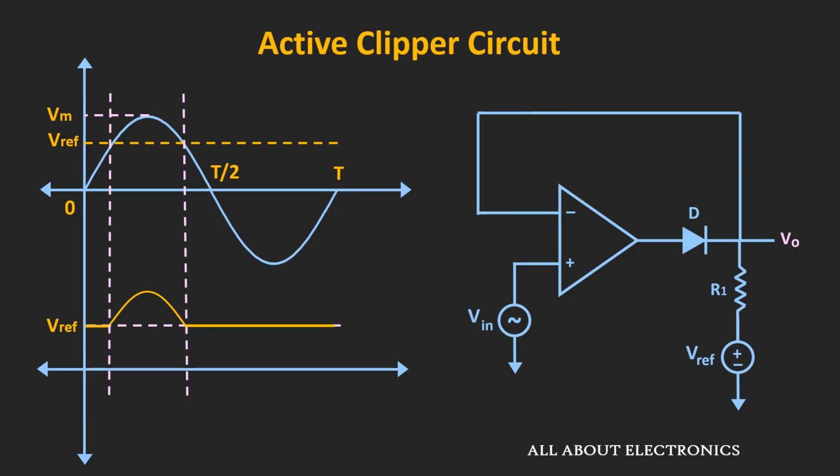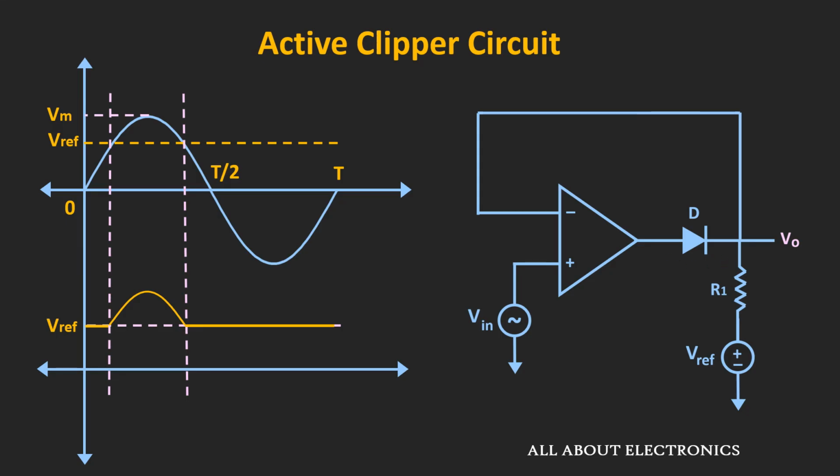So in general we can say that in this active clipper circuit, whenever the diode is connected in this fashion, then it clips the waveform which is less than the reference voltage. So in this way, by changing the direction of the diode and the polarity of the reference voltage, we can use this active clipper circuit as per our requirement. And more importantly, using this active clipper circuit, we can eliminate the voltage drop across this diode.